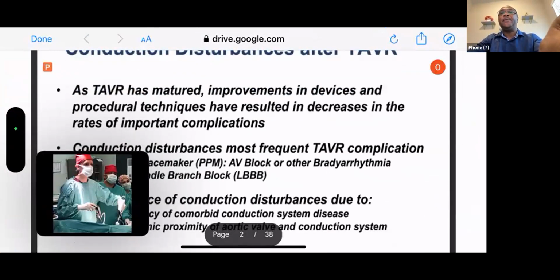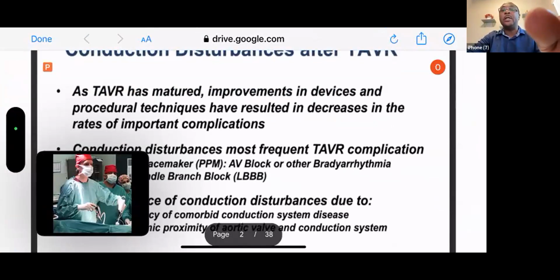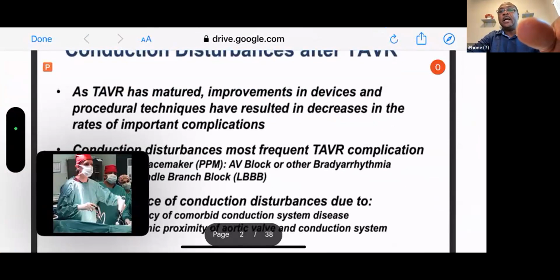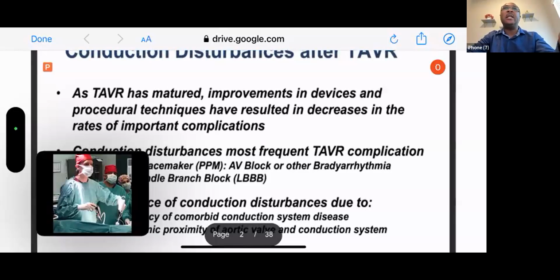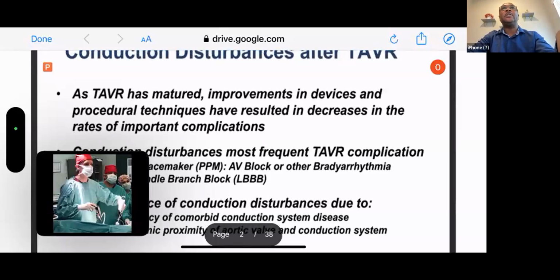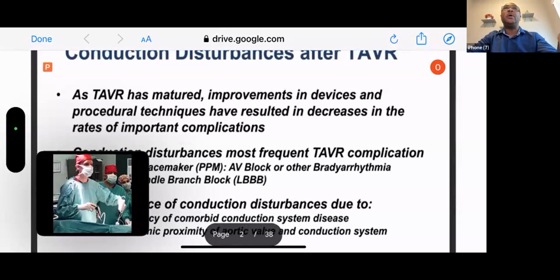So like I said, the TAVR procedure, the device that we use, the mechanism of deployment and everything has actually improved over the years. We found that the majority of complications after TAVR have markedly reduced, like vascular complication, paravalvular leak, and all that. But unfortunately, the conduction disturbances have not improved that much, owing to the proximity of the conduction system to the aortic valve where we deploy the TAVR valves.